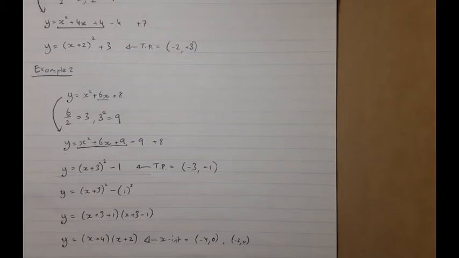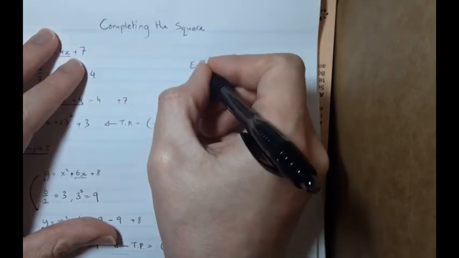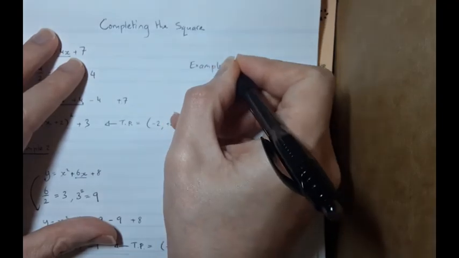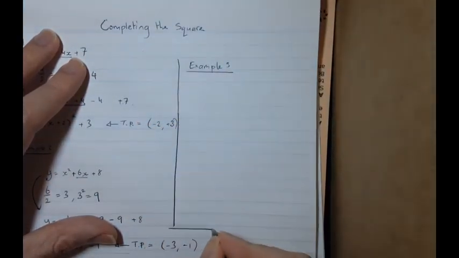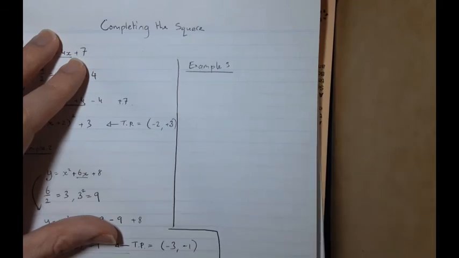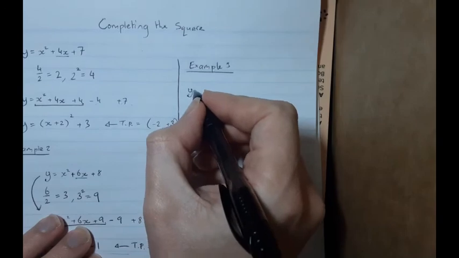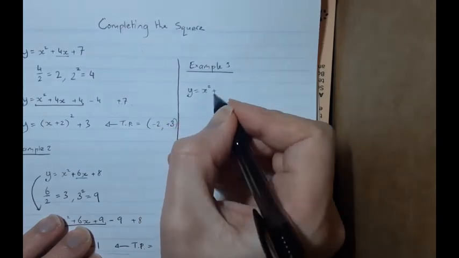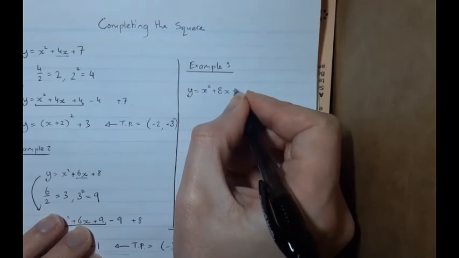Let's do one other example quickly. Let's just do it in the space on the right hand side of the page. So example 3. Alright. So we've got y is equal to x squared plus 8x plus 5.